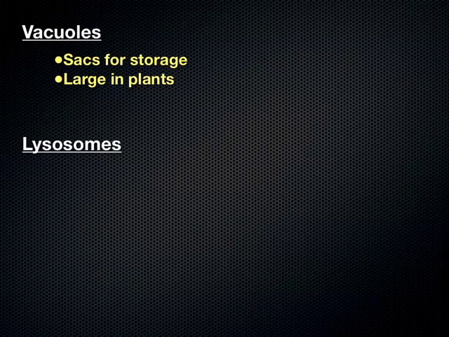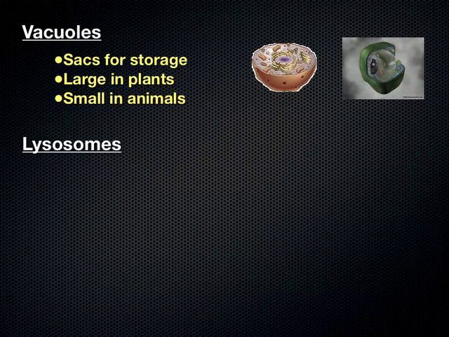In plants, they often have a large central vacuole, we call it, that fills up much of the space inside of the cell. But in animals, they're generally much smaller. So if we look at these examples here, on this plant cell, this big area in the middle looks kind of like an ice cube. That's all one large vacuole. And it gets filled up with water, and it gives the plant structure and rigidity.